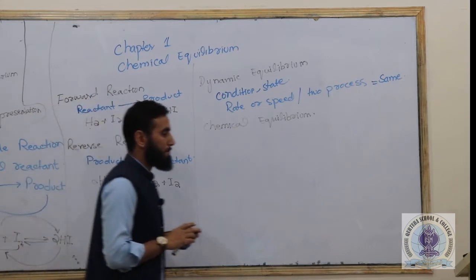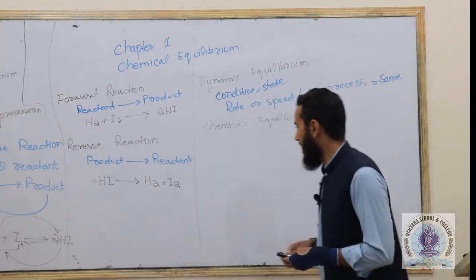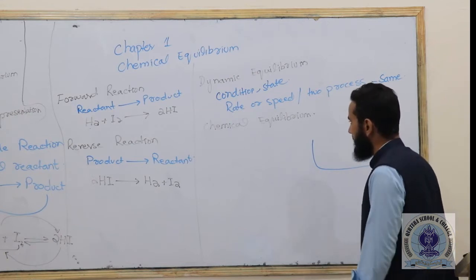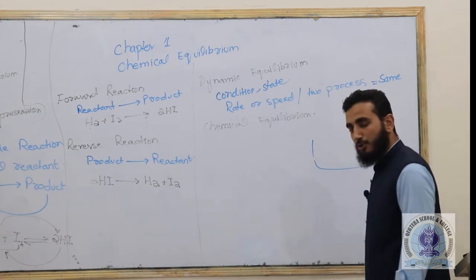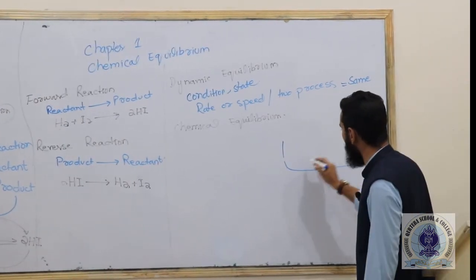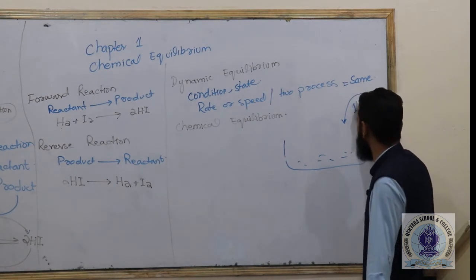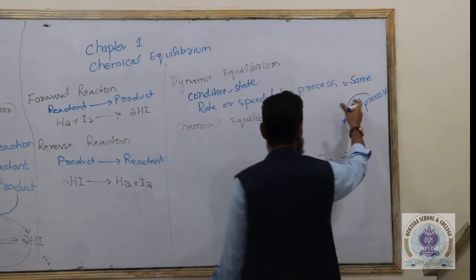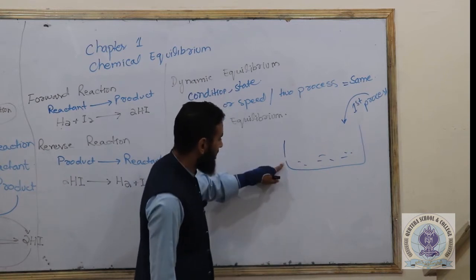How? Let me give you a common life example. For example, let's suppose we have a bathtub, and let's suppose we have a small hole right over here. In the very beginning, when we start adding some amount of water, this is the first process. The amount of water entering the tub is not equal to the amount of water coming out of the tub.